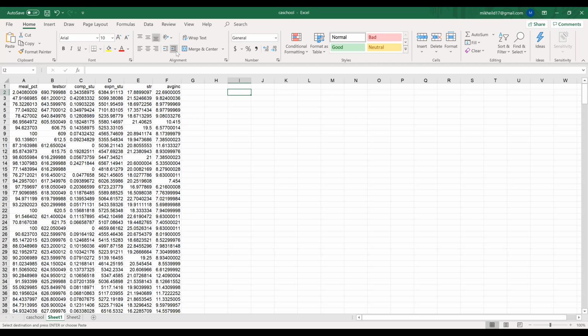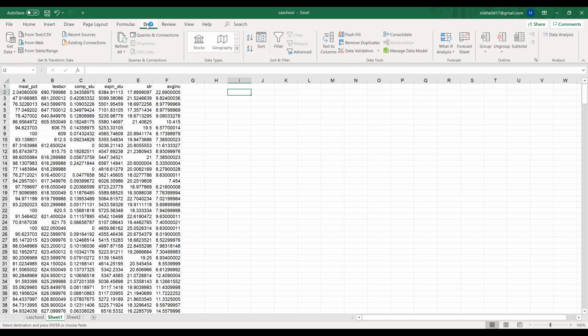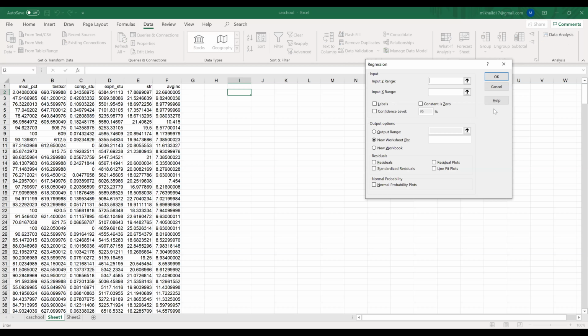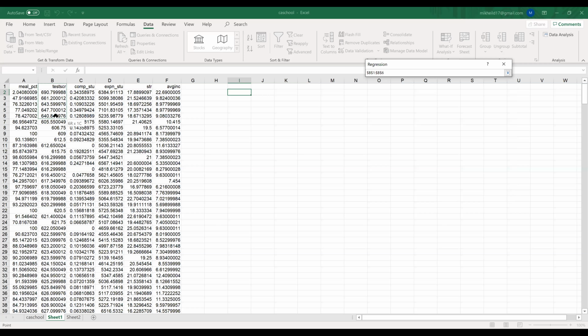Now let's go to Data and then Data Analysis, and let's choose Regression. And then okay. Now we'll have to input the Y range, which is what? Y is the dependent variable. So the dependent variable is test score. Please select not the whole column, but the column that includes the label, test score, and also the data values.